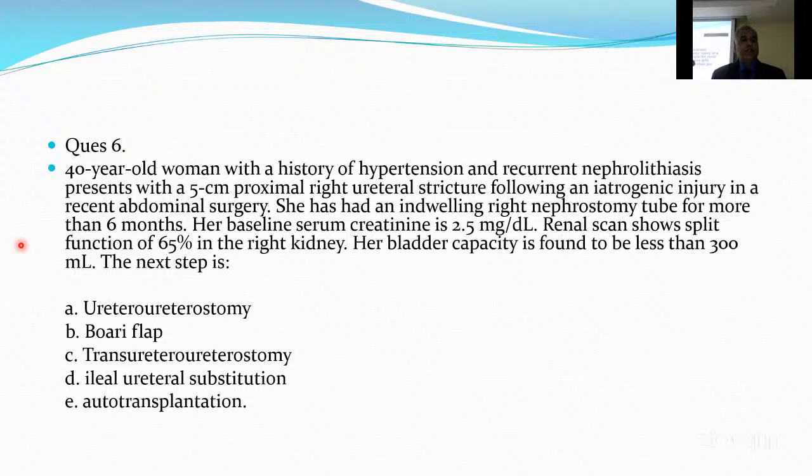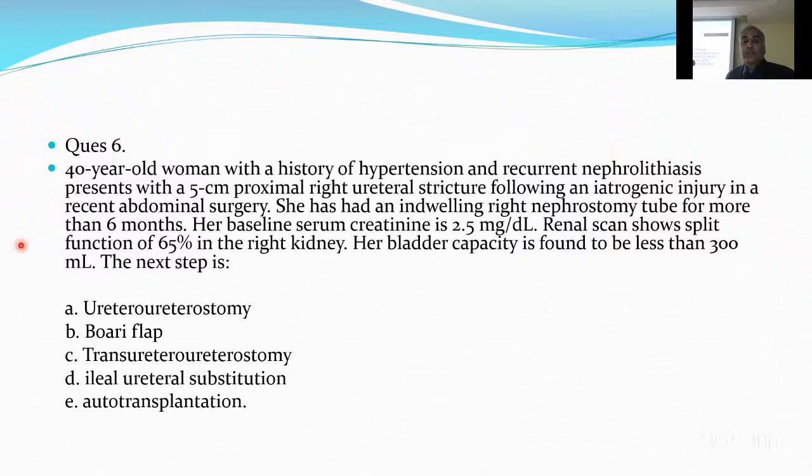Body flap, transuterine ureterostomy, ileal ureteral substitution, autotransplantation. So she has a long 5 centimeter upper ureteral stricture after iatrogenic injury. Her creatinine function is also a little deranged. And the scan shows a good function on the right side. Her bladder capacity is not very high. If the bladder capacity is very good, you can make a body flap down up to that. But yes, here we cannot.